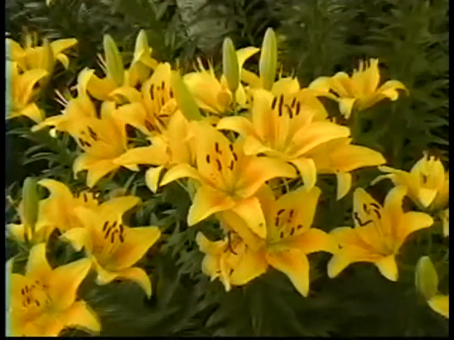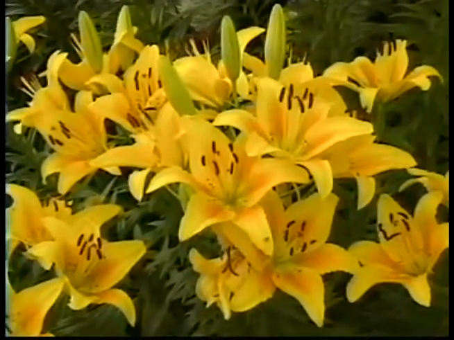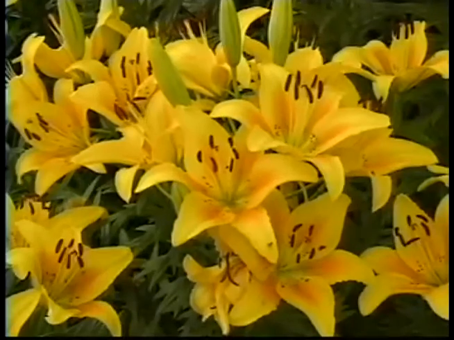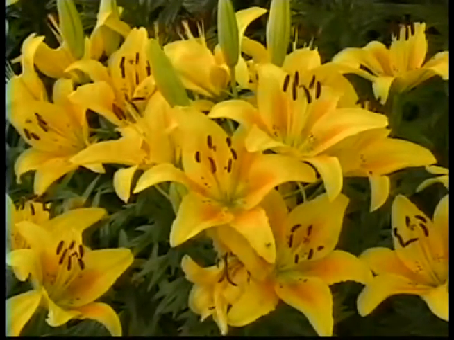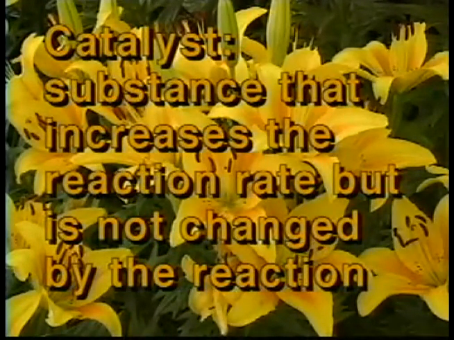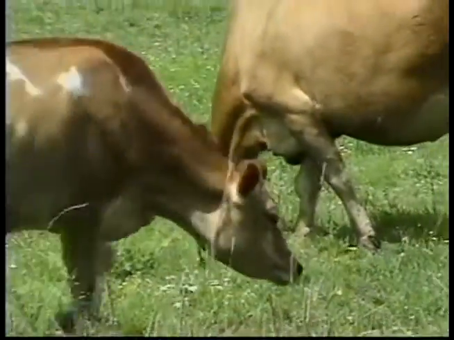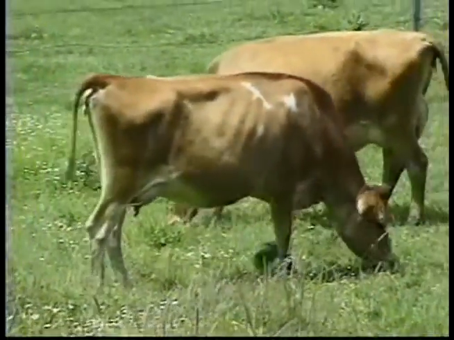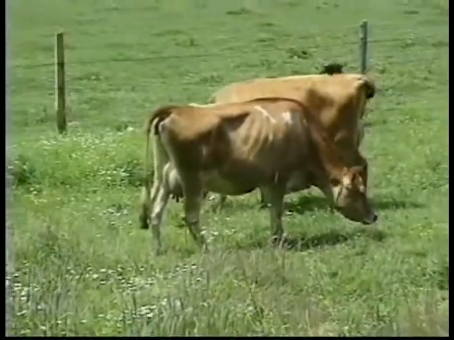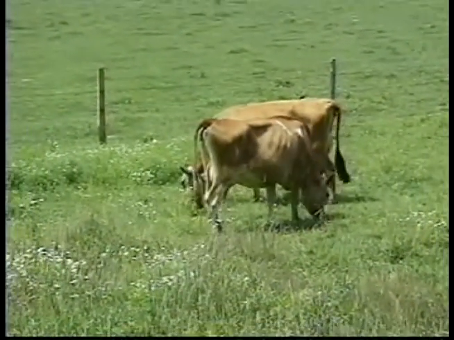Sometimes other chemicals called catalysts aid in accelerating reaction rates and are common in most living things. A catalyst is a substance that increases the reaction rate but is not changed by the reaction. Most animals contain catalysts called enzymes that accelerate important chemical reactions, such as in the digestion of food.